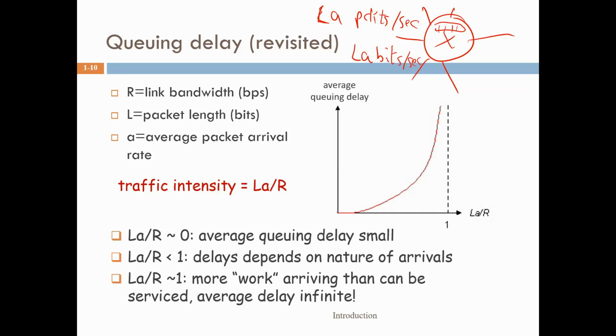So the router is receiving LA bits per second, and it can output a maximum of R bits per second. This is the transmission rate. It is receiving LA bits per second, but transmitting R bits per second. So what happens if LA is greater than R? That means the arrival rate is greater than the departure rate, or the router is receiving bits at a faster rate than it can actually transmit. That means that the router will keep the queue, more packets will be added to the queue, and the queuing delay will be higher.